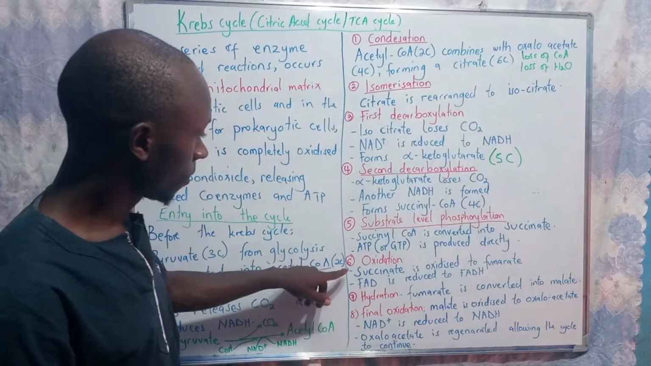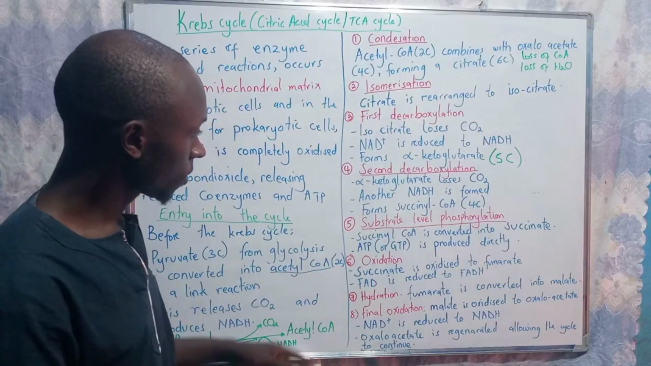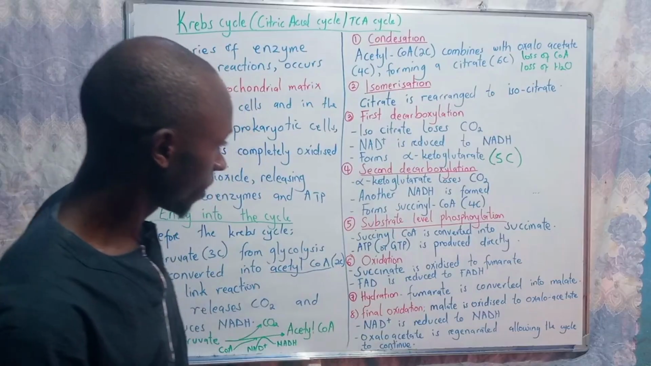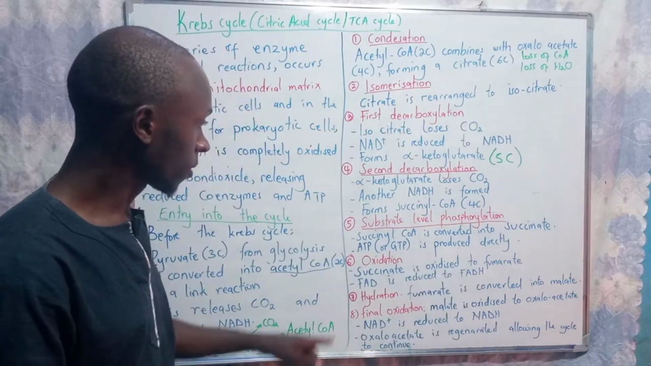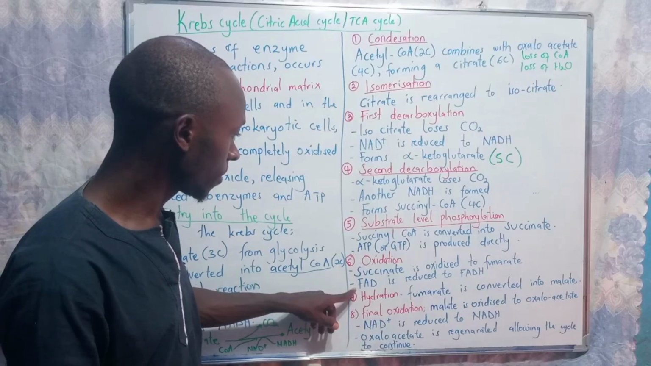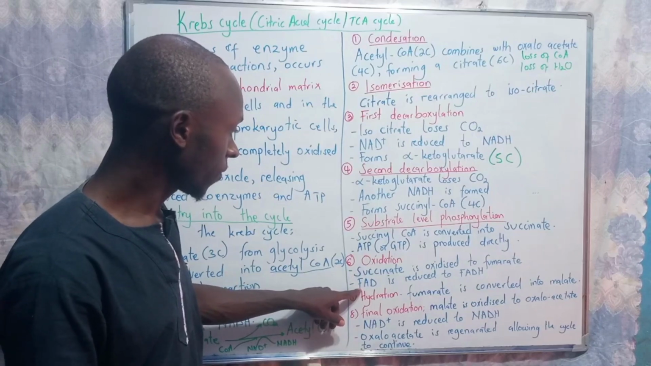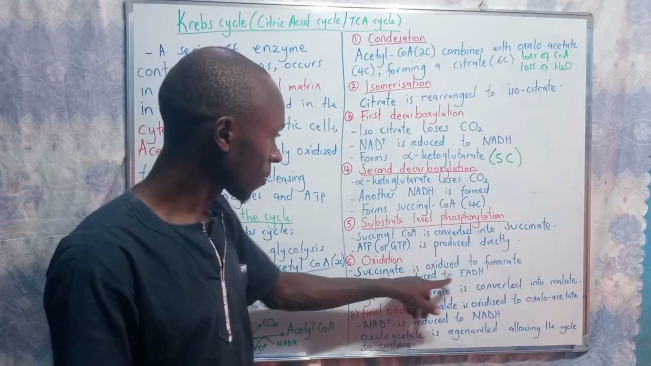So in stage number 6, we're having oxidation. The succinate is oxidized to form a fumarate. The fumarate, you can also call it fumaric acid. So oxidation takes place. What oxidizes at that stage? The oxidizing agent is going to be FAD. So FAD is going to pick up hydrogen from the succinate to form a reduced FAD.